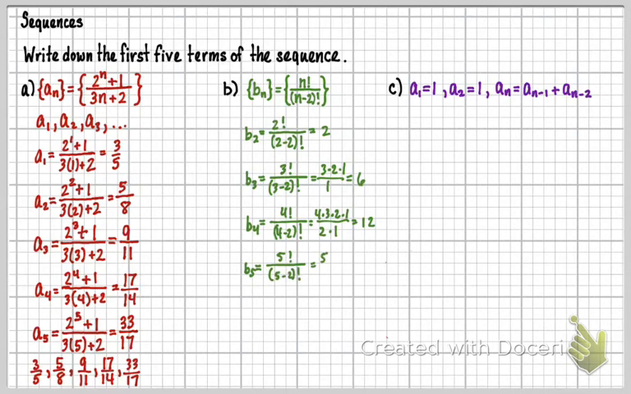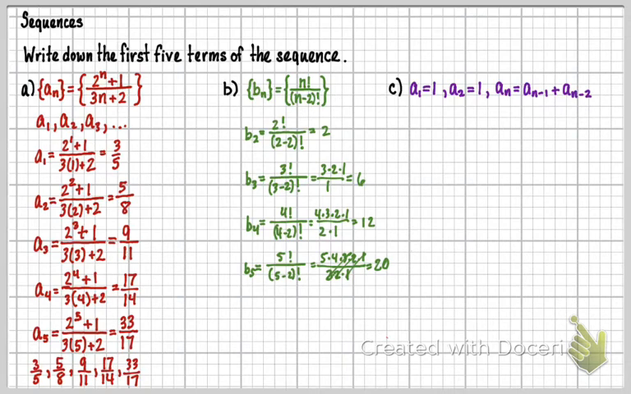So then B5 is going to equal 5 factorial over 5 minus 2 factorial. And that's going to be 5 times 4 times 3 times 2 times 1 over 3 factorial there, so that would be 3 times 2 times 1. And then I can see that those cancel out, so I just get 20, because that's 5 times 4.